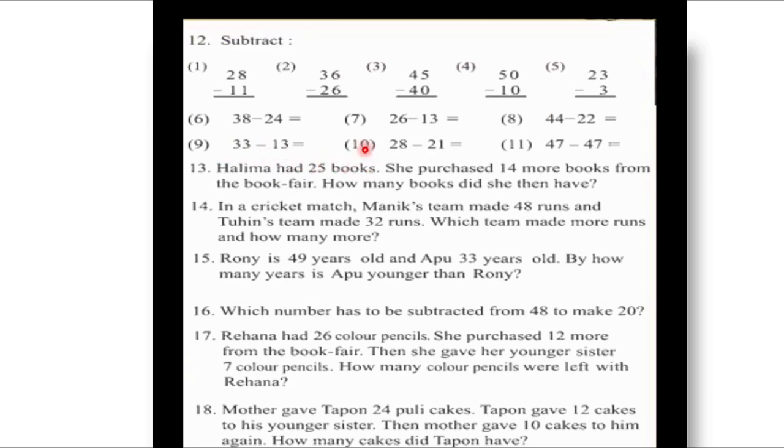If we see question number 10, we can see that 28 minus 21 is equal what? You know that 8 minus 1 is equal 7, and then 2 minus 2 is equal 0. So the answer of question number 10 will be just a 7.